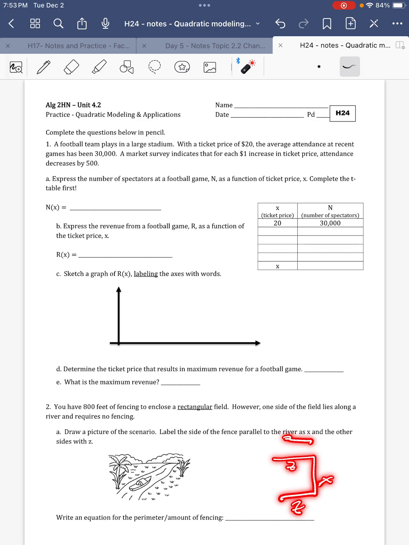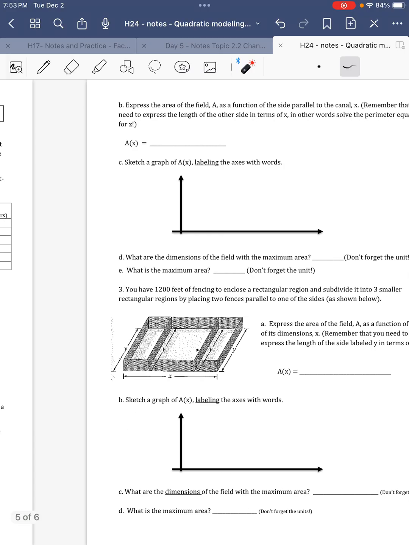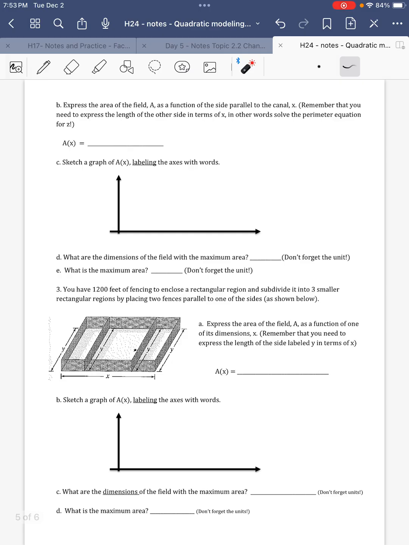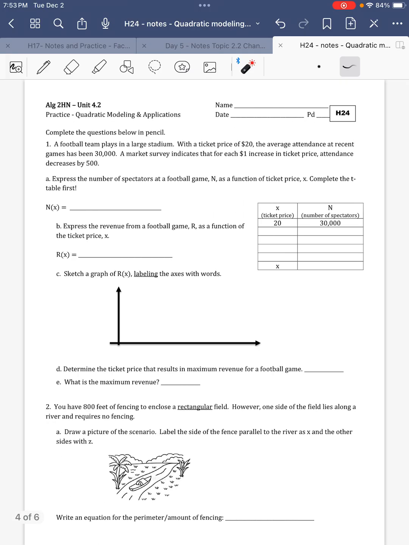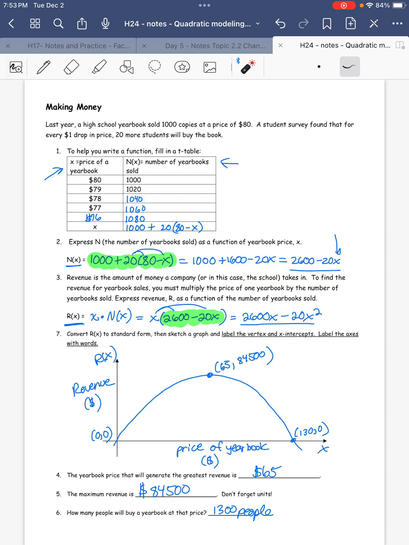All right, and that amount of fencing is going to be 800. So once you know that, you go and make your equation for your perimeter down here, and you go to it. Okay, and then you finish your graph and all that. So here we go.